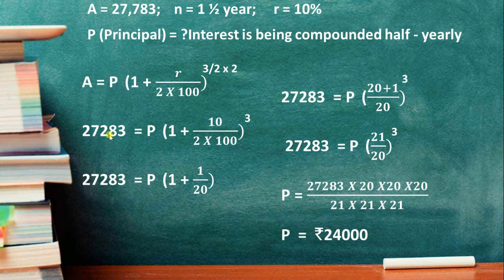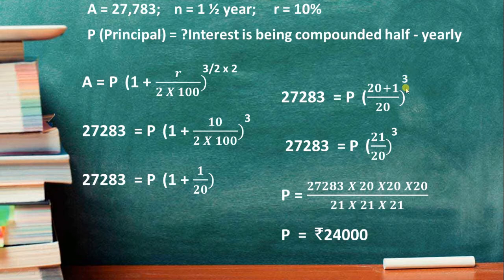27,783 and the principal is 1 plus 10 by 2 into 100 whole to the power of 3, and in the next line the 0 gets cancelled. It is 1 by 20 whole cube. So 27,783 is equal to P into 20 plus 1 by 20 whole cube.